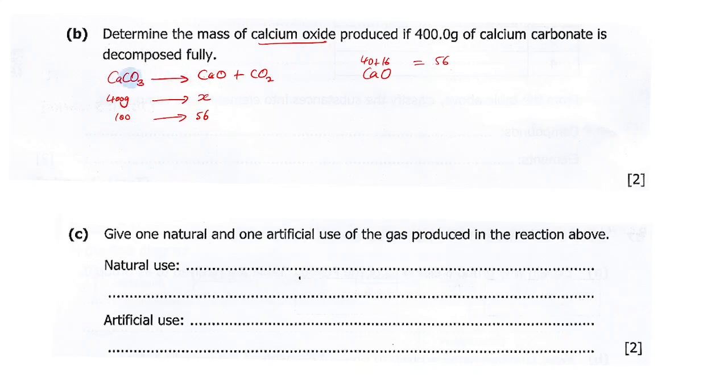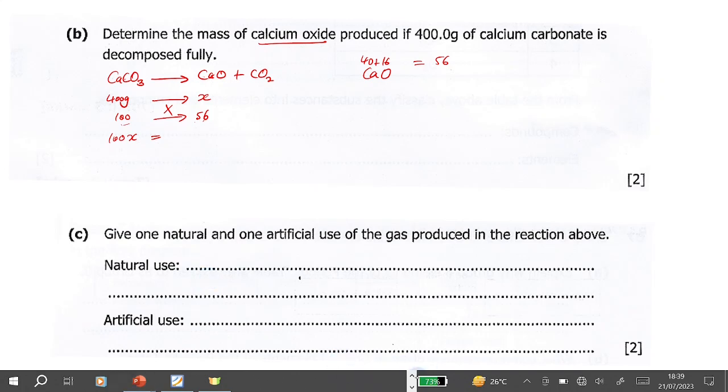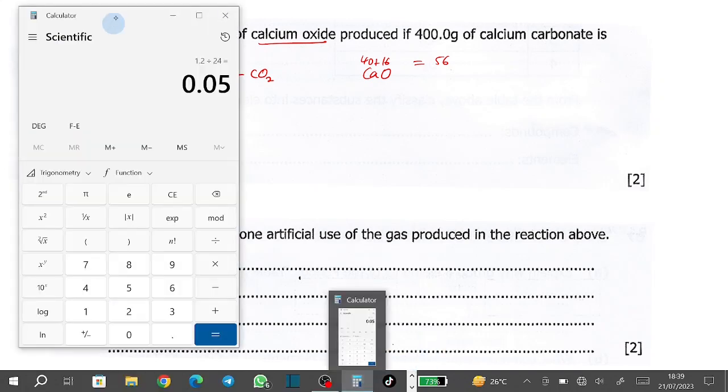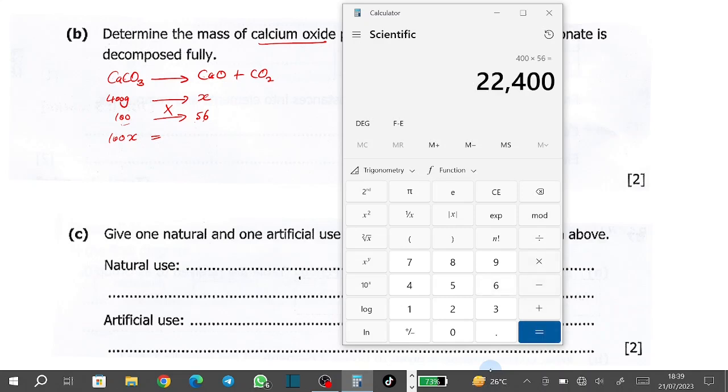So in the equation, that's what you are provided for. So this goes with that. Now how about that? You don't know, so you just cross multiply. So say 100 times x, it will be 100x equals, then this times that. Okay, so just get a calculator. We'll pick our calculator and multiply, say 400 times 56, and get 22,400.